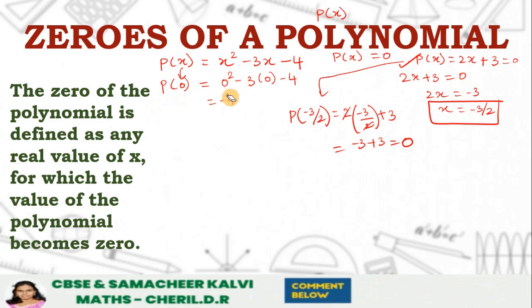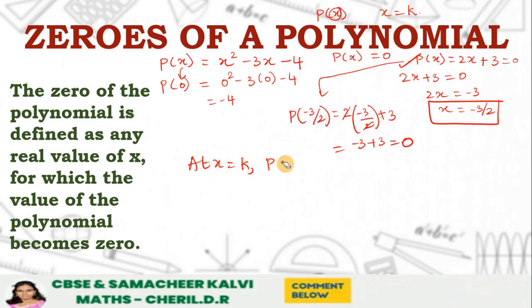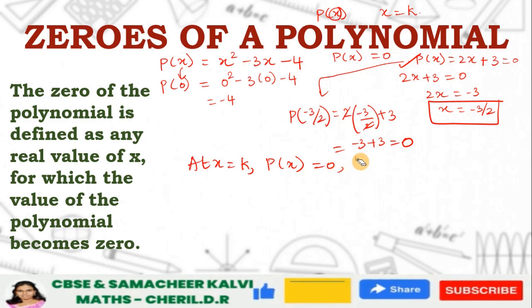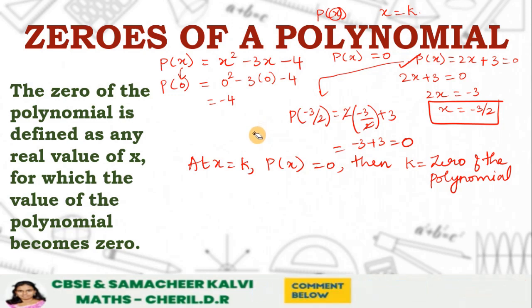Now do you understand how to find the zero of a polynomial, children? For x we substitute some value, or we can consider that value to be k. At x = k, if p(x) is 0, that means at x = k, p(x) is 0, then this k is the zero of the polynomial. This is how we can find it out. Is it clear, children? So this is about the zero of the polynomial.